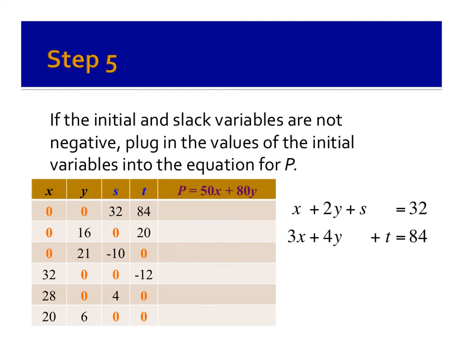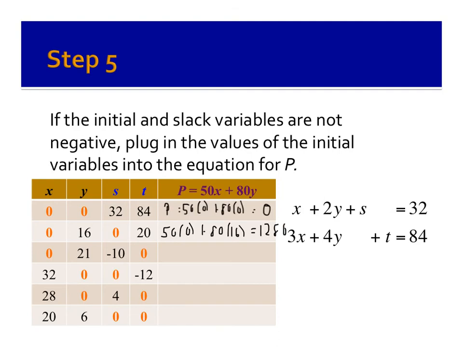So here what I would get is p would be equal to 50 times 0 plus 80 times 0. And this, of course, doesn't do much. It's equal to 0. Again, look at the next row. None of these numbers here are negative. So I plug in 0 for x and 16 for y. And so I get 50 times 0 plus 80 times 16. And when I work this out, I actually get that this is 1280.